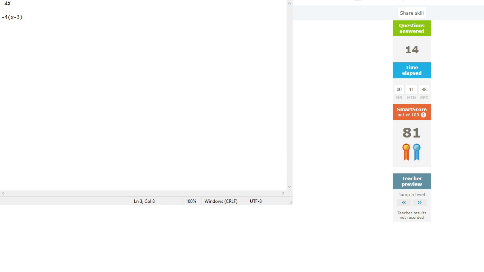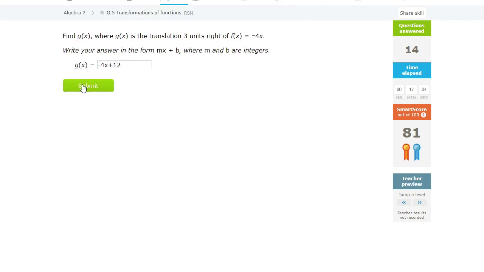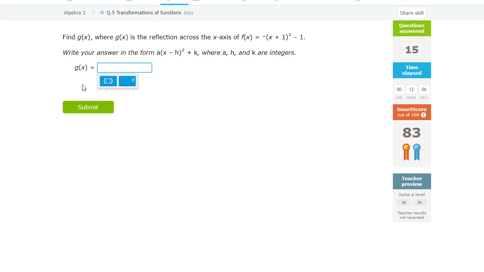So if I distribute this negative 4 in, that'll be negative 4x plus 12. Okay, because negative times negative is positive. And there you go. This would do it. So negative 4x plus 12. Okay, just like that.